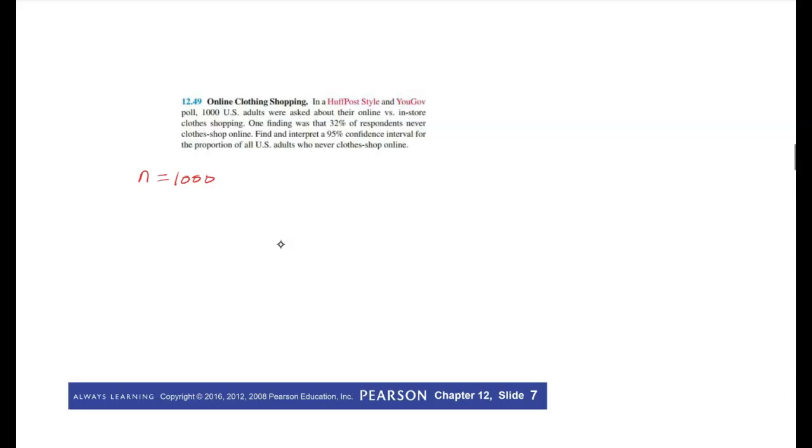One finding was that 32% of respondents never closed shop online. Notice in this problem we are already given p hat, 32%, 0.32. If we were given an x, then you would have to divide by 1,000 to get that p hat. We want to conduct a 95% confidence interval. So we want a 0.95 confidence interval, which means we are going to need a z of 0.05 divided by 2.